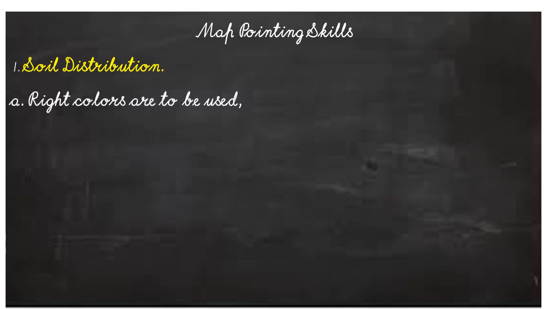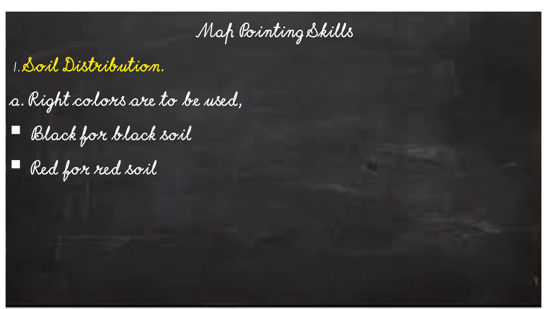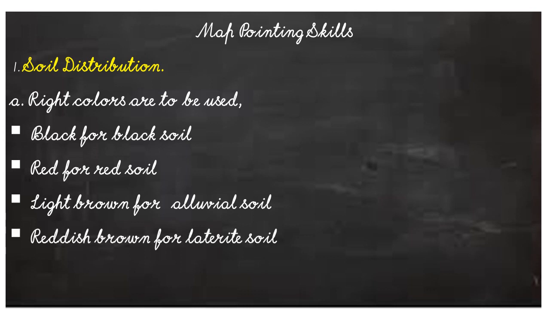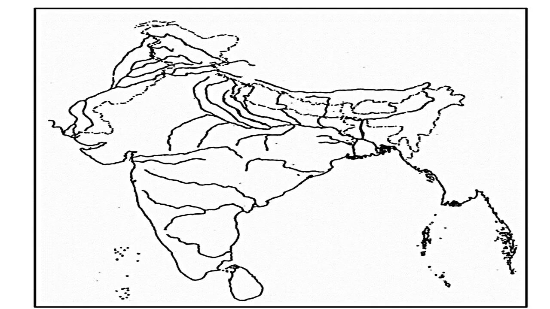Now let's see the guidelines for marking soils on the map. While marking soils, you have to keep in mind several points. Right colors are to be used. Black color is used for black soil. Red color is used for red soil. Light brown color is used for alluvial soil. And reddish brown is used for laterite soil. You should not shade more area than is asked. Now let's start marking soils on the map.